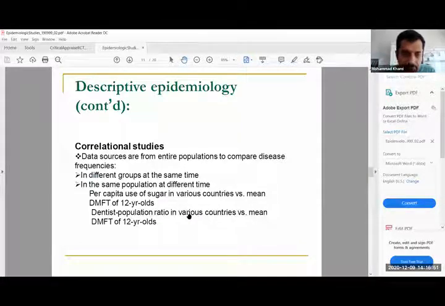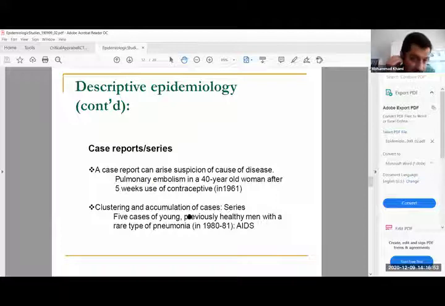And then regarding the case report and case series, a case report can raise suspicion of the cause of disease. For example, you can here again see two examples: pulmonary embolism in a 40-year-old woman after 5 weeks of contraceptives in 1961. For example, it has been reported and has led to some specific kinds of disease and risk factors. And a more famous example is the second one: clustering and accumulation of cases is a case series.